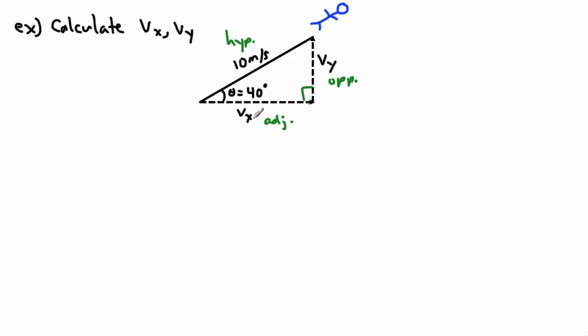I need something with an angle that uses adjacent. If I want to use Vx, I have to have one of them that uses A, and that also uses what I know, which is H. I want to avoid the opposite because I don't know this value.